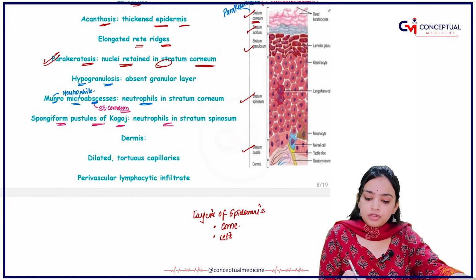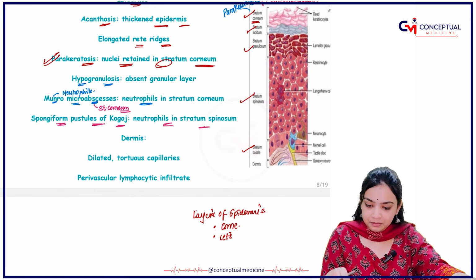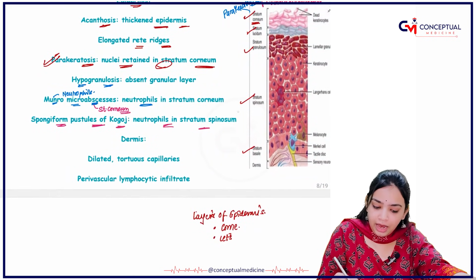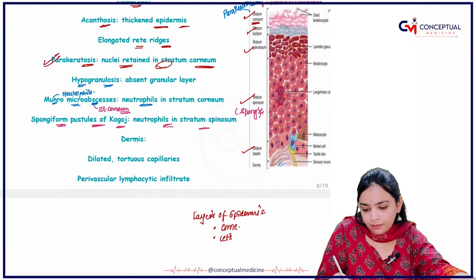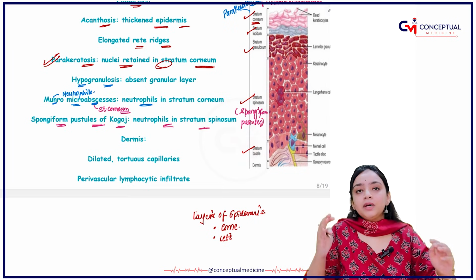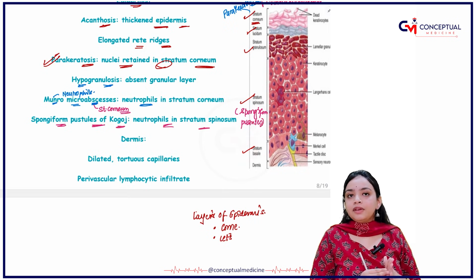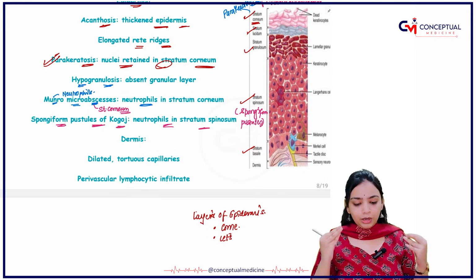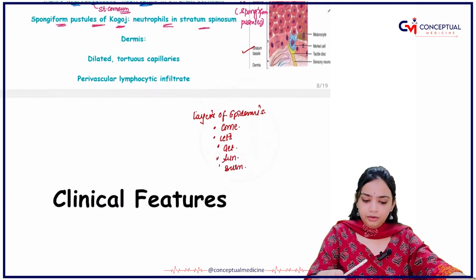Then you have the spongiform pustules of this. There will be neutrophils in the stratum spinosum. So where is the stratum spinosum layer? This. Here you are having the spongiform pustules. See, remember the layers, remember the mnemonic that we have read, that is come, let's get sunburned, and you will be able to remember what are the things that you need to remember.